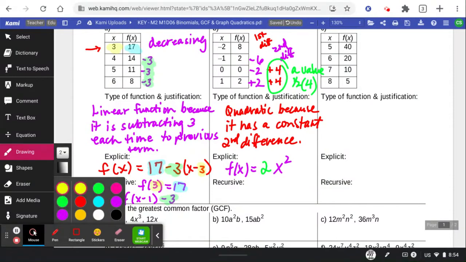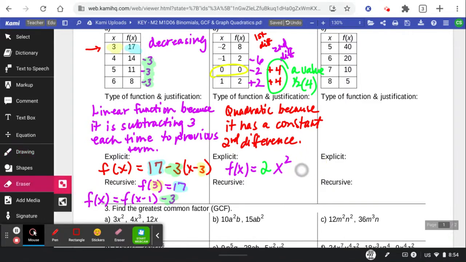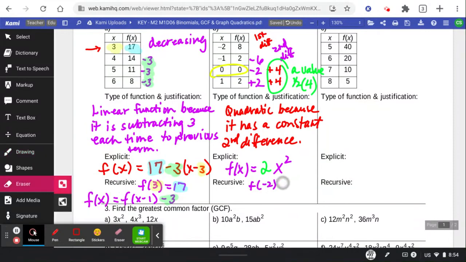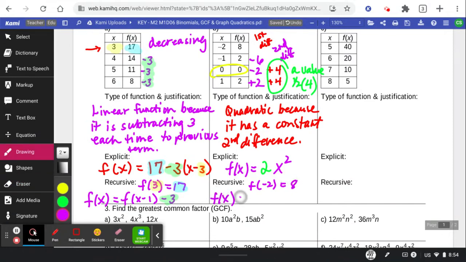For our constant value at the end over here, I go look at my 0 term. Notice that in this case, this has a dot at the origin, 0, 0. So technically, could I write a +0? But do I even need it? I don't even need it. My explicit is just 2x squared. For my recursive, I see that it's an f of -2 equals 8. Comes from the top of your table there. And then f of x equals f of x minus 1.